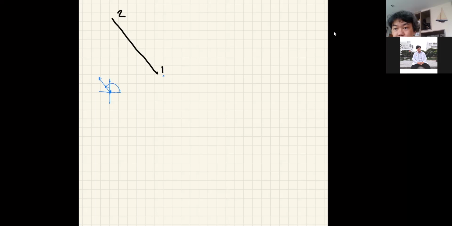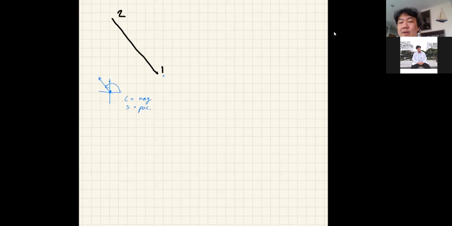Now it's in quadrant 2, so that means cosine is positive. I'm sorry, even I got confused too. Cosine is x, right? Cosine is negative, but sine is still positive.